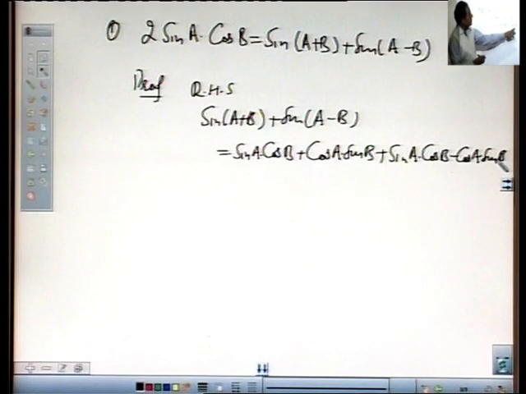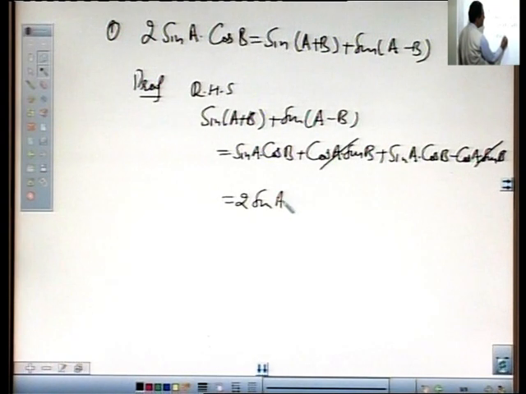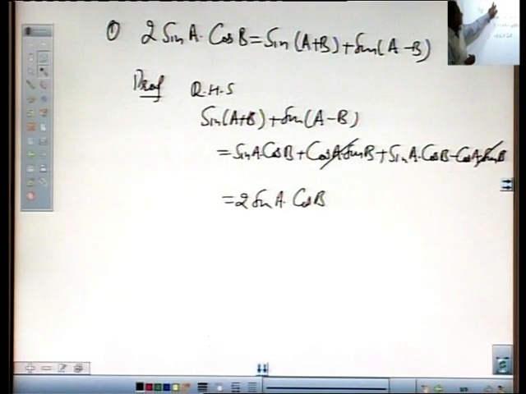So we get sin A cos B plus cos A sin B plus sin A cos B minus cos A sin B. The cos A sin B and minus cos A sin B cancel, and this equals 2 sin A cos B. This proves the first formula: 2 sin A cos B equals sin(A plus B) plus sin(A minus B). Next is the question related to this formula.